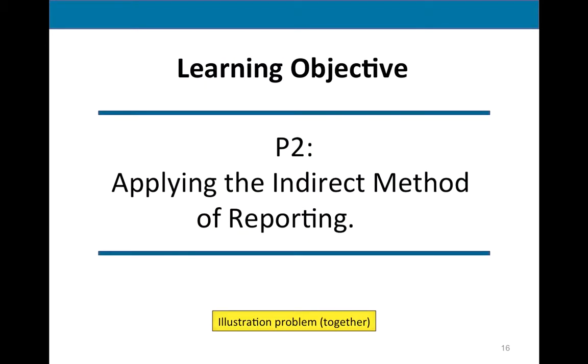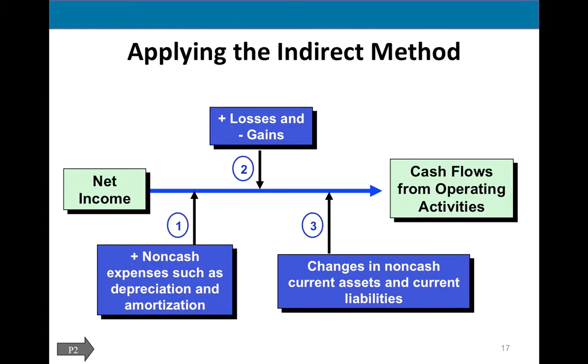Okay, applying the indirect method of reporting. So again, we're just looking at the operating cash flows. These are your 3 steps. What do we begin with? We take the net income figure from the income statement. So this is our accrual net income from the income statement.